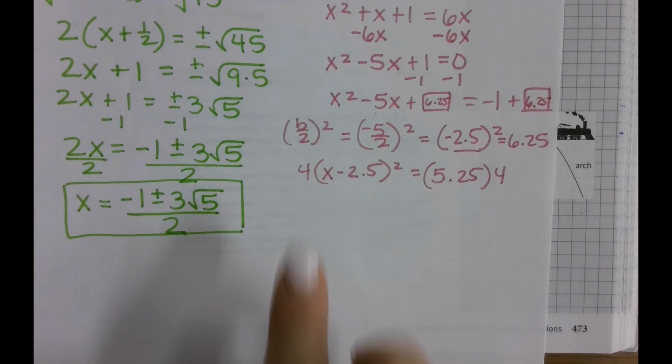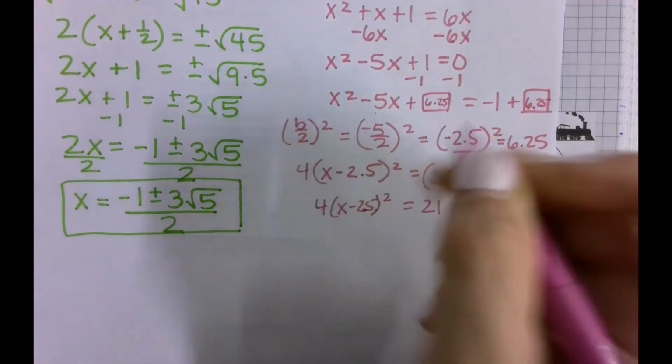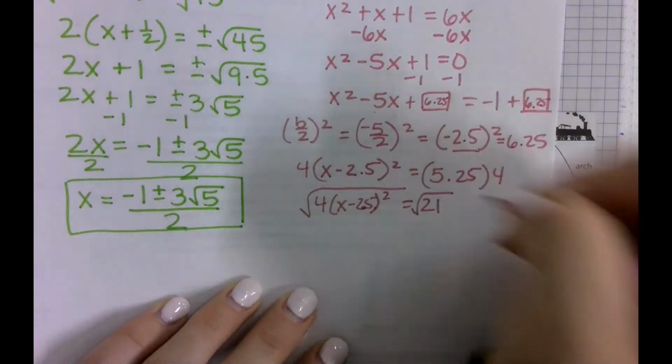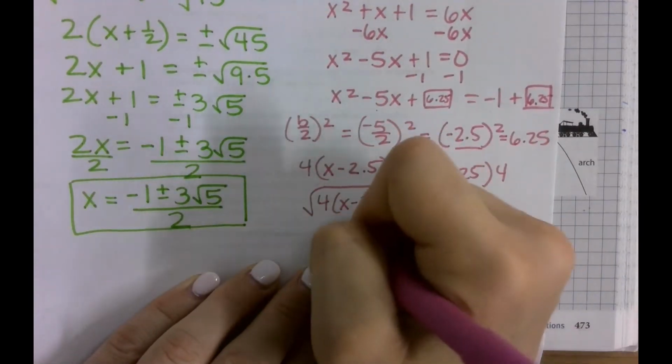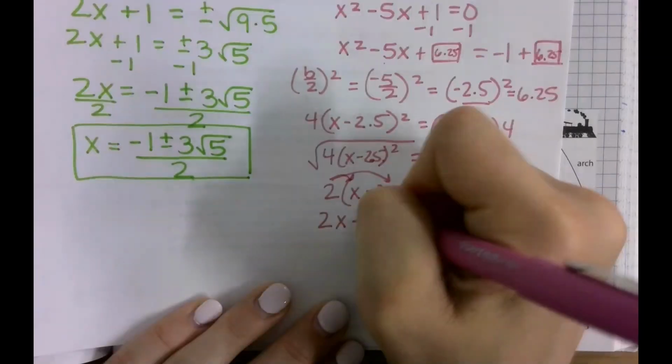4 is a perfect square, so I'm just going to multiply this side, which I know is 21, and leave this the same. Oops, there we go. And then I'm going to take the square root of both sides. The square root of 4 is 2, and then I just get x minus 2.5 equals plus or minus the square root of 21. Now I can distribute the 2 to everything inside the parentheses. 2 times x is 2x.